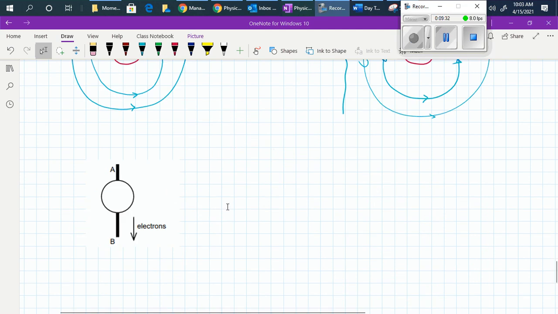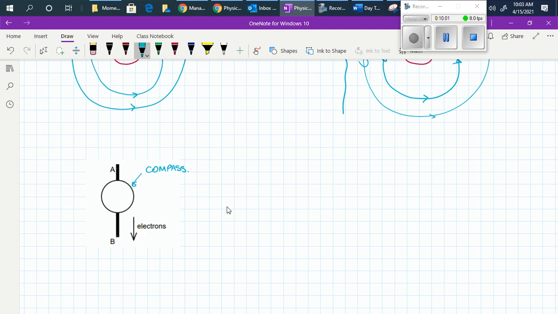So now let's suppose that we have a conducting wire, and the electrons are moving from A to B. And here on top of the wire, we are placing a compass. Now we will see in which direction the compass will head. So what is the direction of the north of the compass?